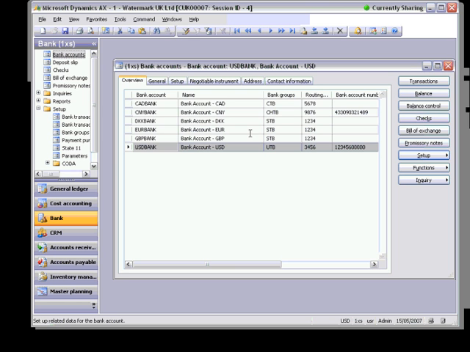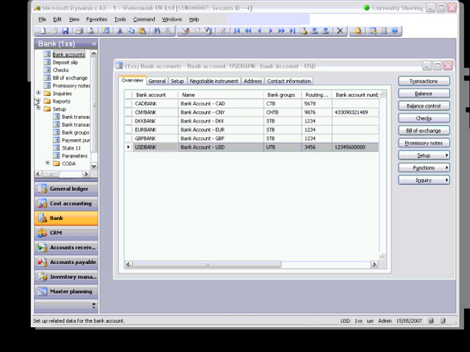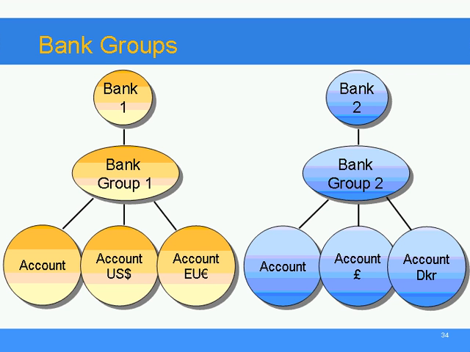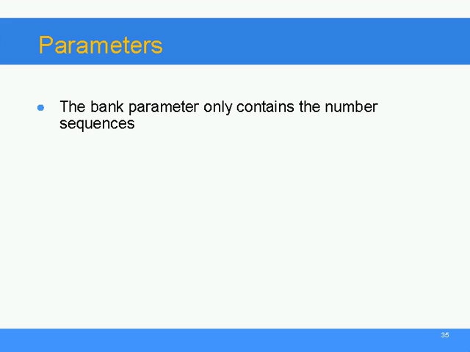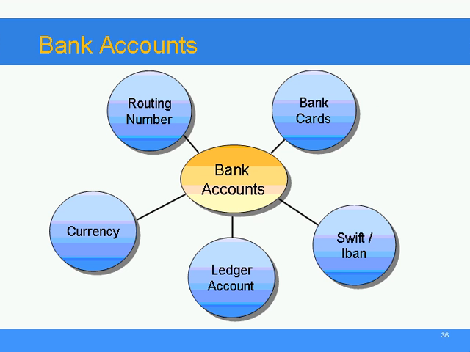Okay, now I go back to my presentation file. In the bank module parameters, we can set up number sequence. So this is bank account as you see.